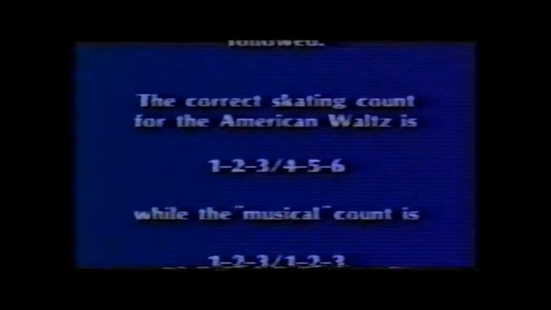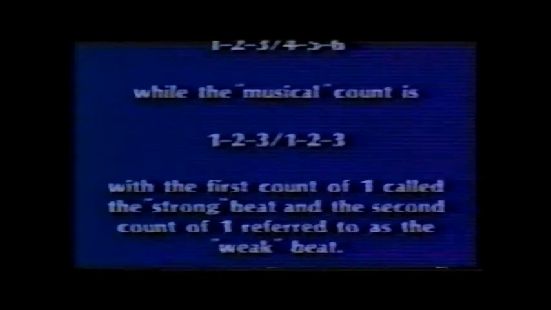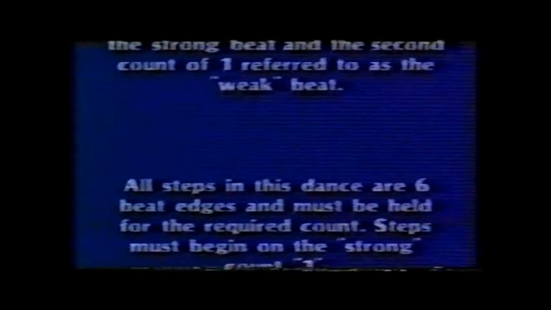The correct skating count for the American Waltz is 1, 2, 3, 4, 5, 6, while the musical count is 1, 2, 3, 1, 2, 3, with the first count of 1 called the strong beat and the second count of 1 referred to as the weak beat. All steps in this dance are 6-beat edges and must be held for the required count.